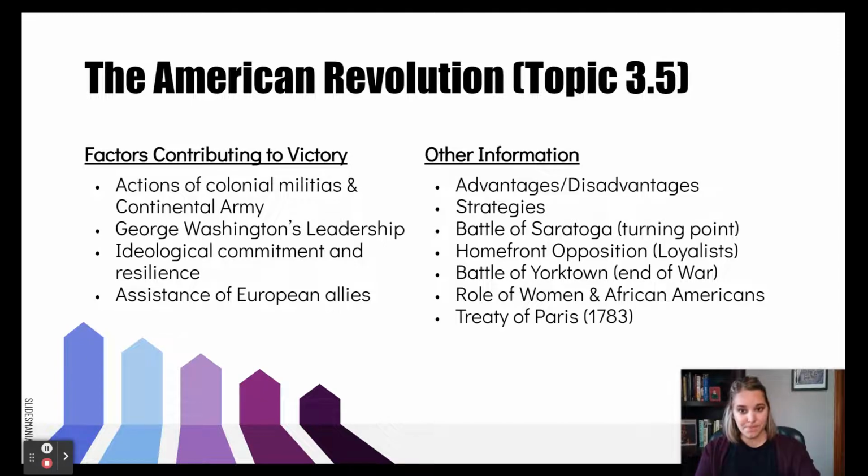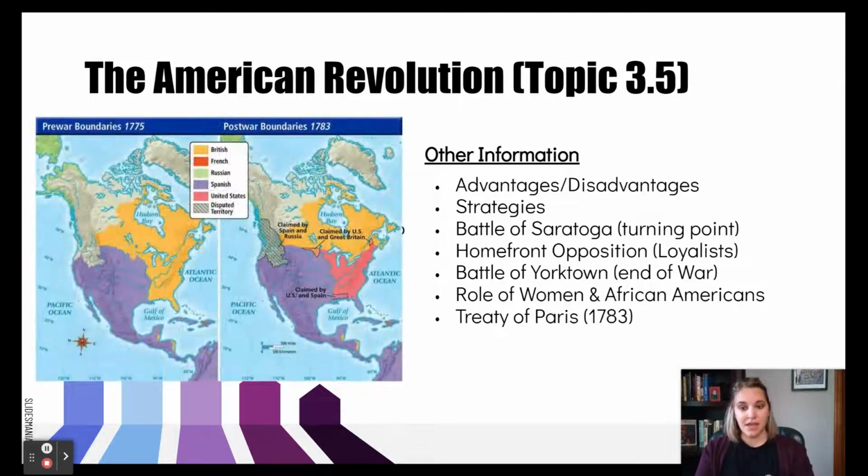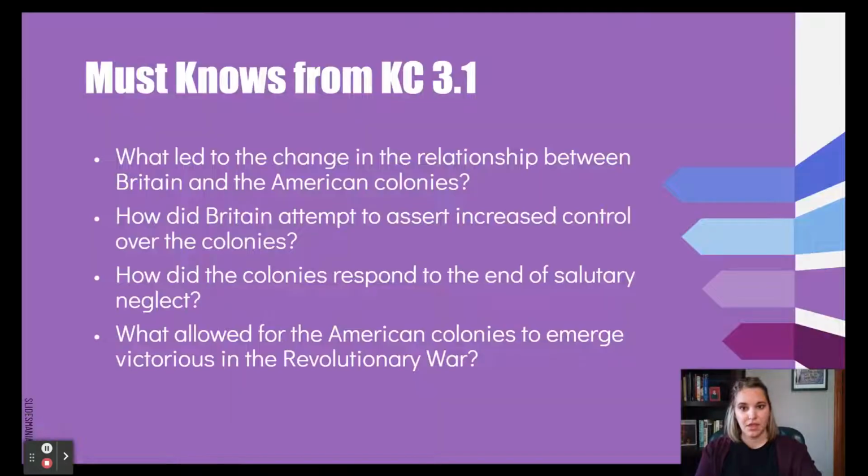So there's the American Revolution. And again, probably one of the most significant things as a result of the treaty will be the boundary changes that happen. As you can see now, in 1783, the United States exists.